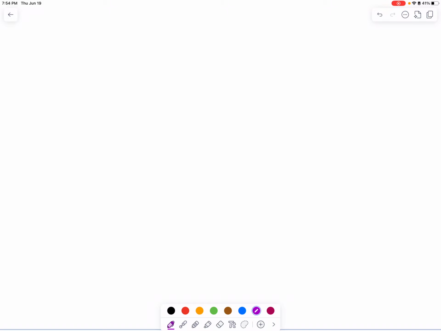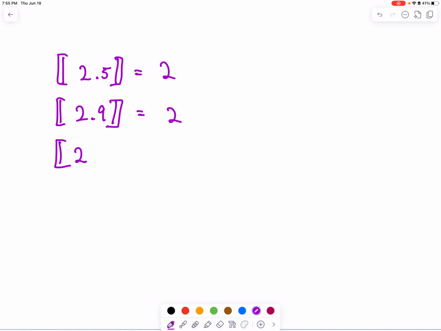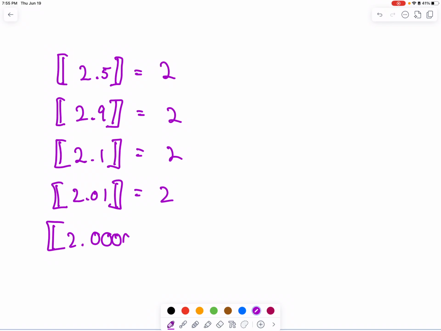If we wanted the greatest integer less than or equal to 2.5, on the number line 2.5 is between 2 and 3, so the integer to the left is 2. What if we wanted the greatest integer less than or equal to 2.9? Again, that's between 2 and 3, and the integer to the left is 2. What about 2.1? That's also 2. What about 2.01? That's 2. What if we did a whole bunch of zeros and then a 1? That's still 2.